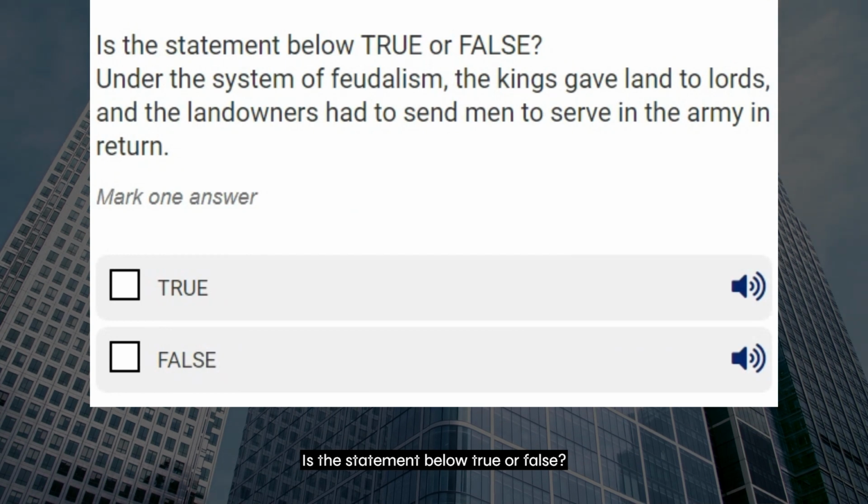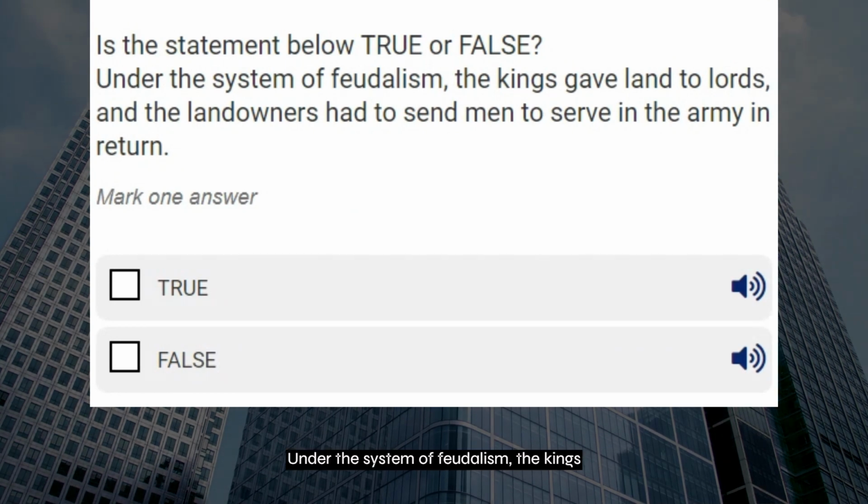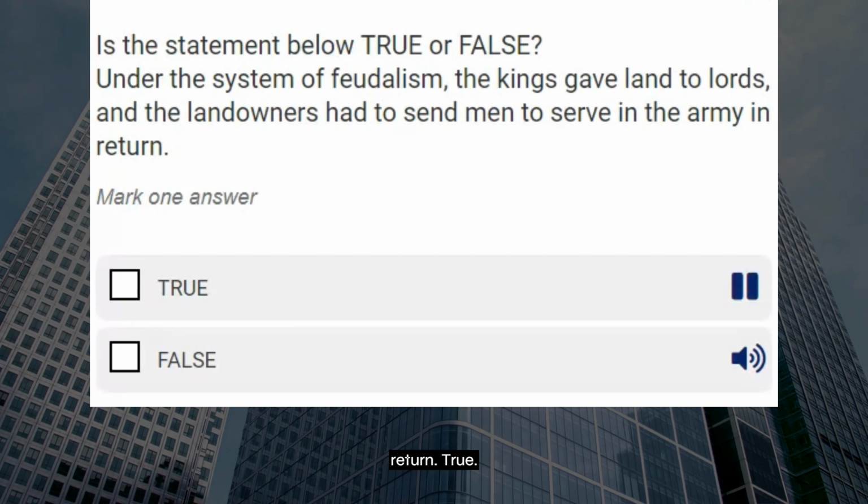Is the statement below true or false? Under the system of feudalism, the kings gave land to lords, and the landowners had to send men to serve in the army in return. True. False. Correct answer, true.